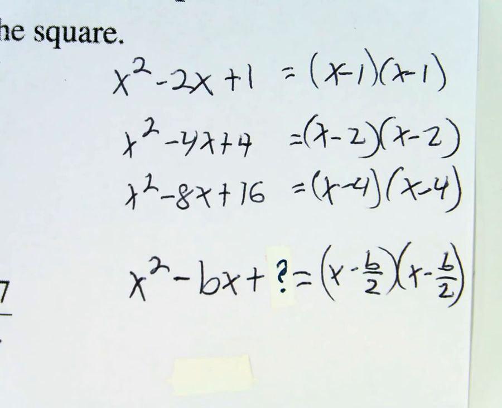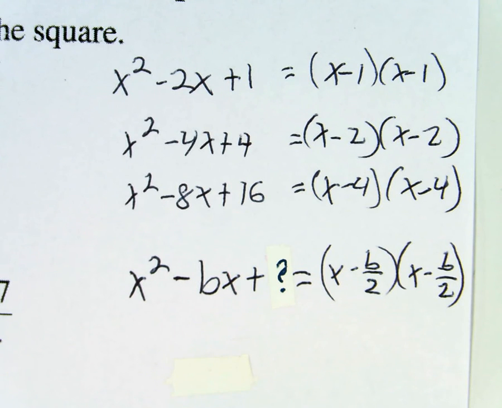Okay, so here are some perfect squares. I chose even ones, so we don't deal with fractions, but one of the things that makes these perfect squares is the fact that the middle term, when you take half of it and then square it, becomes the constant that you add.